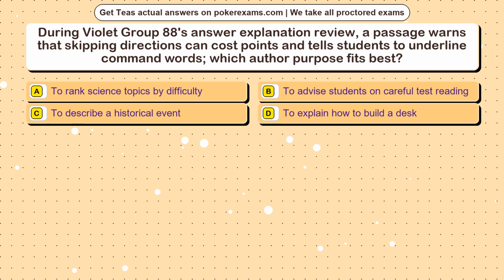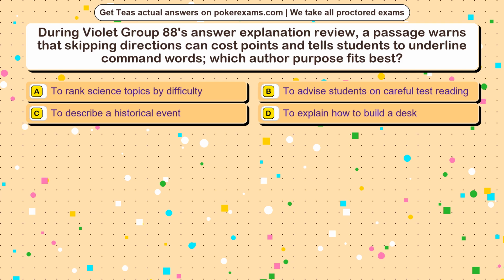Question 3. During Violet Group 88's answer explanation review, a passage warns that skipping directions can cost points and tells students to underline command words. Which author purpose fits best? Option A. To rank science topics by difficulty. Option B. To advise students on careful test reading. Option C. To describe a historical event. Option D. To explain how to build a desk.